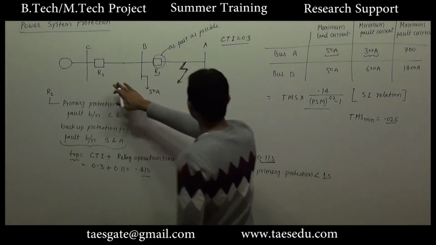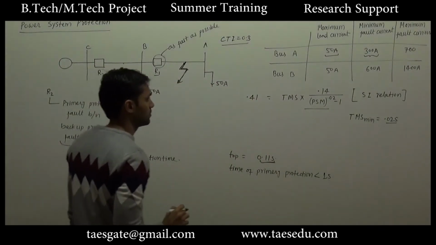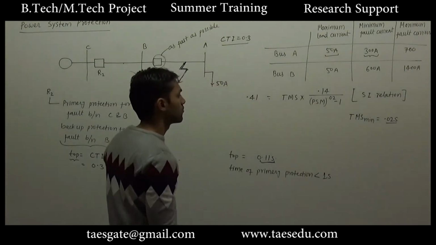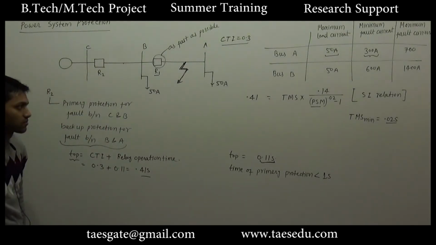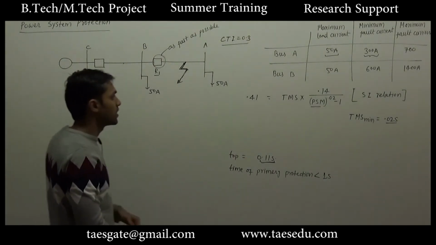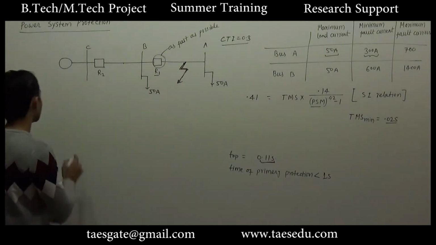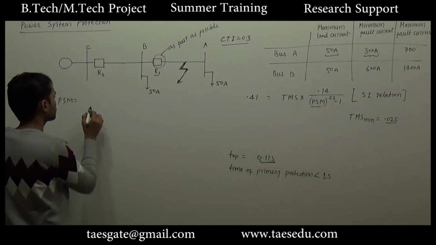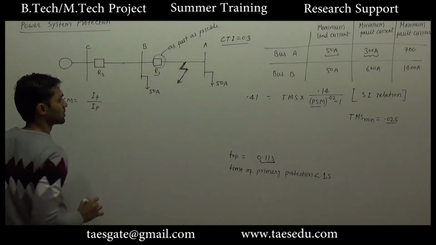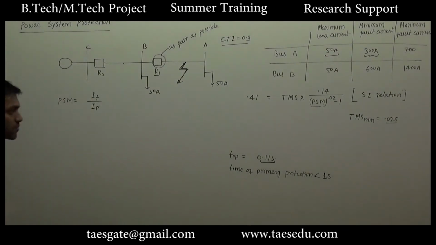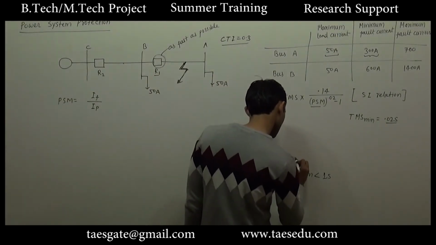So for relay 2, for the backup protection, we already have the value of operation time. Now we have to find out the value of plug setting multiplier for relay 2 to provide backup protection. If we have the value of plug setting multiplier, we can find out the value of time multiplier setting. So plug setting multiplier is nothing but fault current divided by pickup current. And remember, the time 0.11 second is the operation time for maximum fault current.